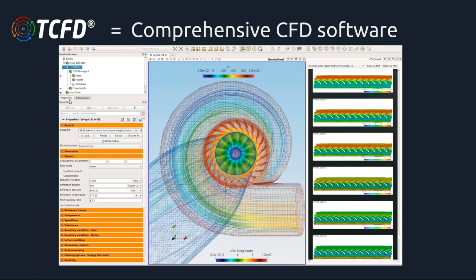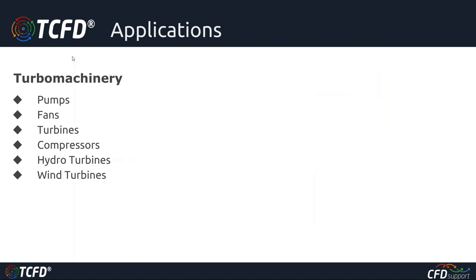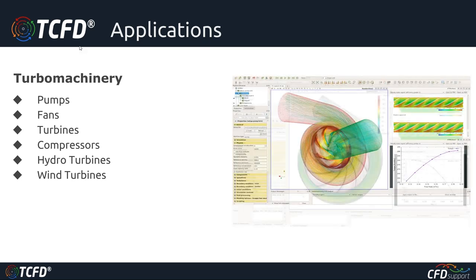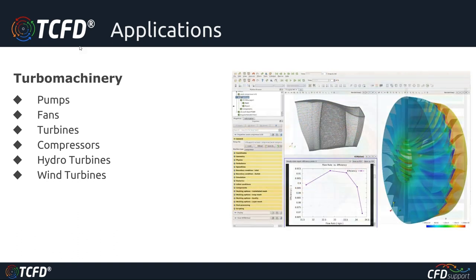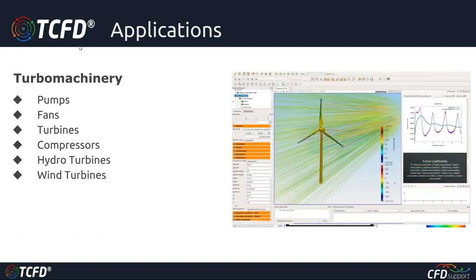Here you can see the graphical interface, how TCFD looks. You can do pretty much everything in it in terms of CFD setup. Everything is in the graphical interface. TCFD is always focused on particular workflows for particular applications. TCFD's core business has always been turbomachinery simulations like pumps or fans, turbines, compressors, hydro turbines, wind turbines, and many other kinds of turbomachinery, both radial and axial, both compressible and incompressible fluid flows.